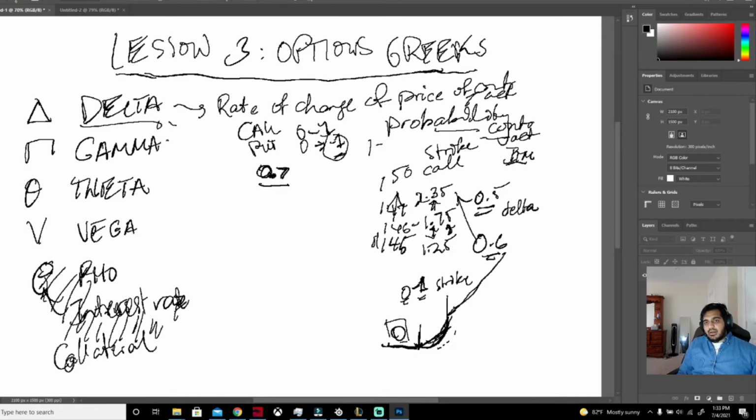Now, what is the gamma? The gamma is the rate of change of delta.